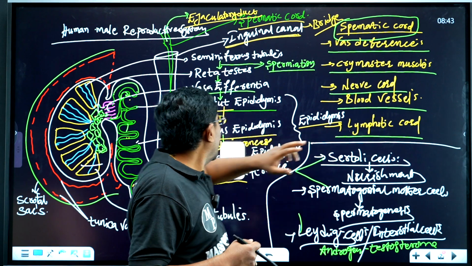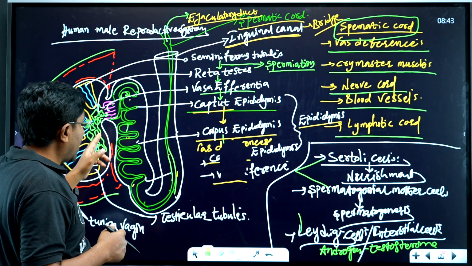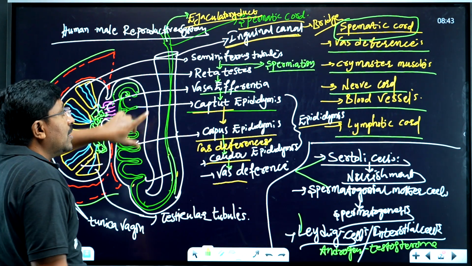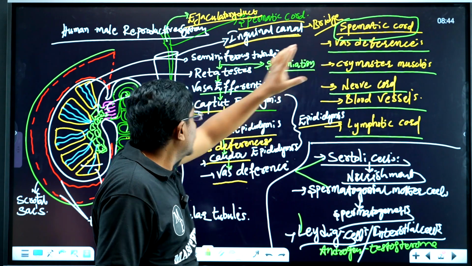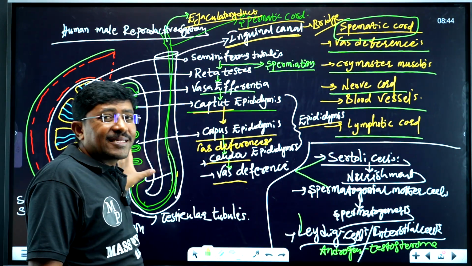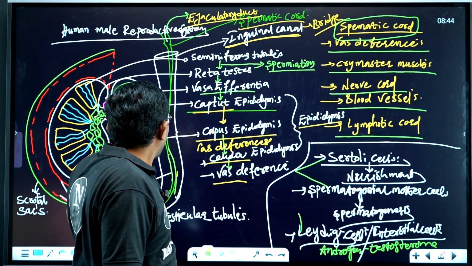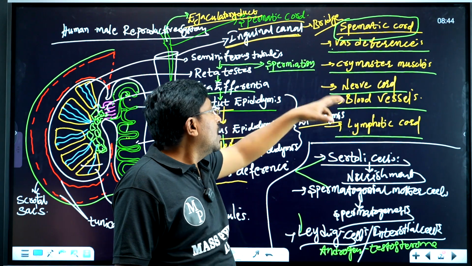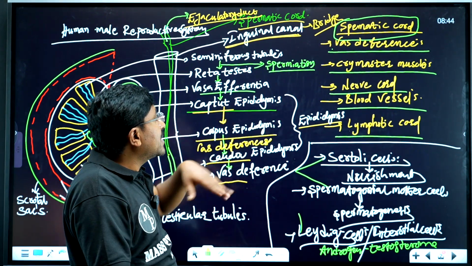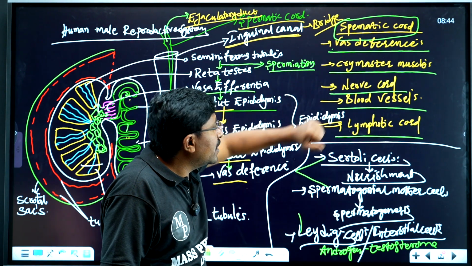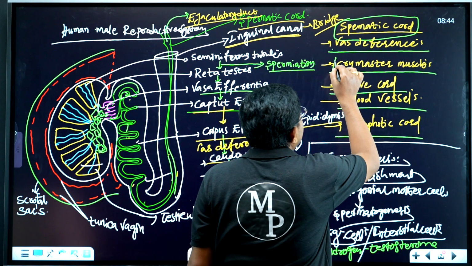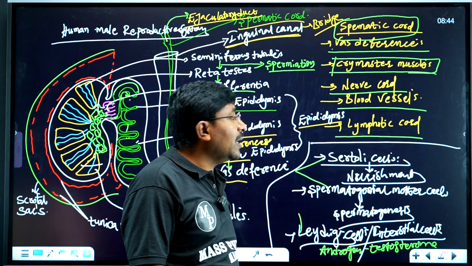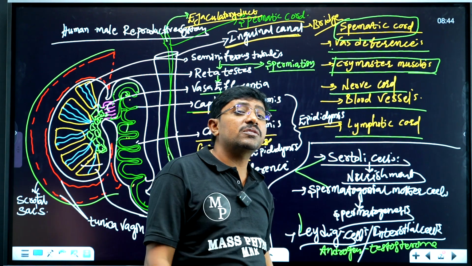The lymphatic cord originates within the scrotal sac, as does the vas deferens. That's why from the scrotal sacs into the abdomen go the vas deferens and lymphatic cord, and from the abdomen into the scrotal sac go the cremaster muscles, nerve cord, and blood vessels. What is the importance of cremaster muscles? They have the main role in the maintenance of temperature within the scrotal sacs.